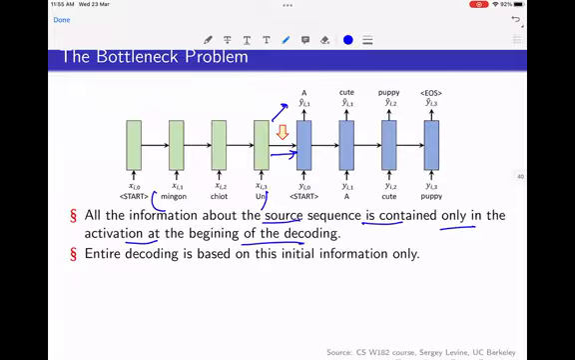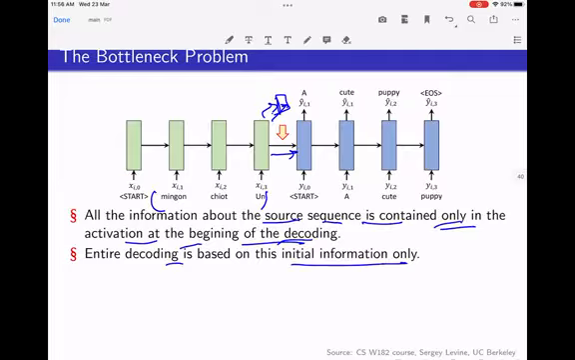Even if it is a long sentence, whatever the different clauses, maybe different subjects, different objects, what they are doing, and so on, all of it needs to be contained in this one long vector, which is the hidden state at the last layer of the last time step. So all information about the source sequence is contained only in the activation fed to the beginning of the decoding. The entire decoding is based on the initial information.